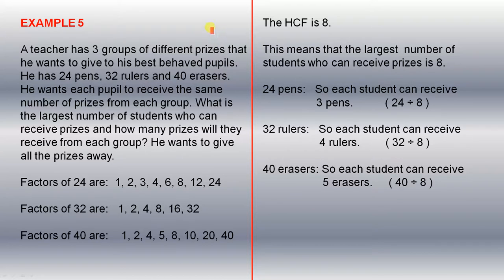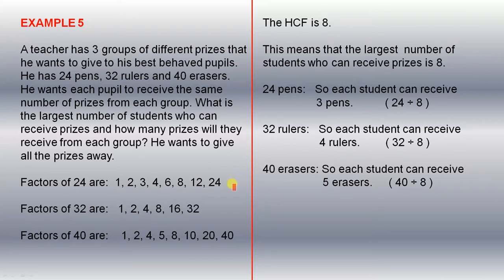Example 5. This is quite an involved one, but it's another very good real-world example. A teacher has 3 groups of different prizes that he wants to give to his best behaved pupils. He has 24 pens, 32 rulers, and 40 erasers. He wants each pupil to receive the same number of prizes from each group. What is the largest number of students who can receive prizes, and how many prizes will they receive from each group? He wants to give all the prizes away.